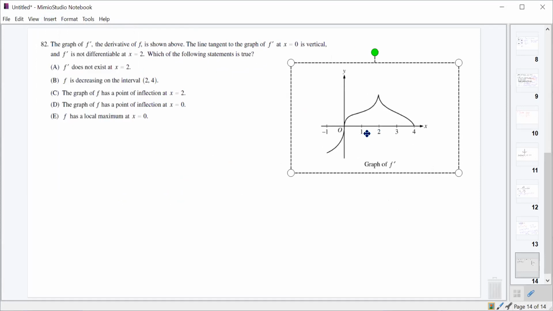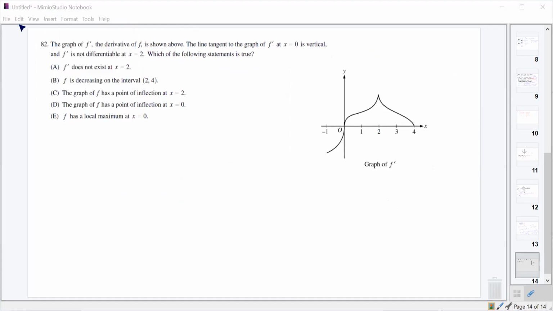Cool. All right. First off, I know it says shown above, but it's not above, it's to the right. Okay, so f prime is what's shown here. The line tangent to f prime at x equals 0 is vertical, so telling us right here this is vertical. And we know that f prime is not differentiable at 2, based on the fact that we can see pretty clearly, I think, that that's a cusp. And so then we got to figure out which of those things there that they've got is true.